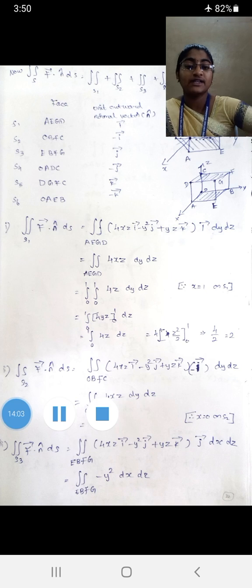Similarly for the back side, we substitute minus I vector for n cap. So we take minus 4xz dy dz. We know that x equals 0 on surface 2.